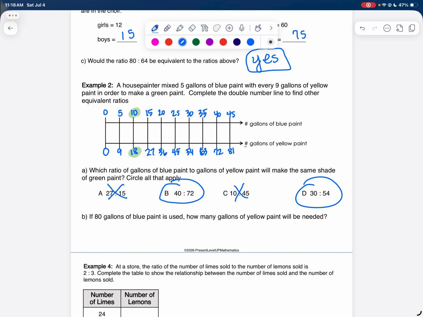All right, welcome back. So what I did is I looked in my chart at the number of blue gallons, and I looked for a number that would be easy to scale to 80. So I used the 40. And I said, if I were to double the 40, I would get 80. So what would happen if I double the 72? Well, that would give me 144. So 144 gallons.